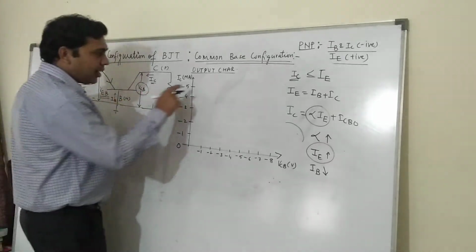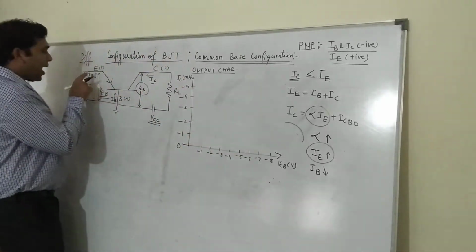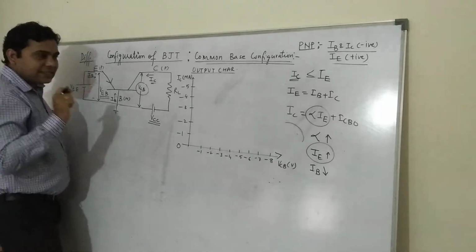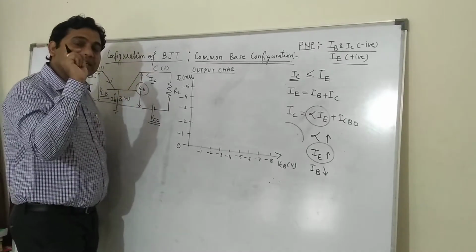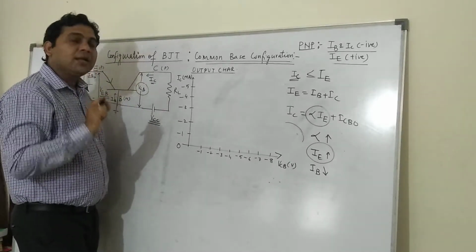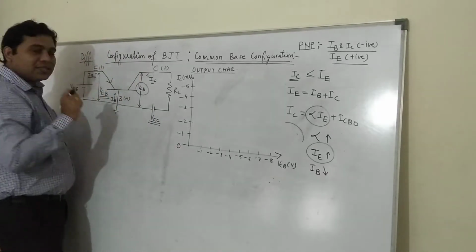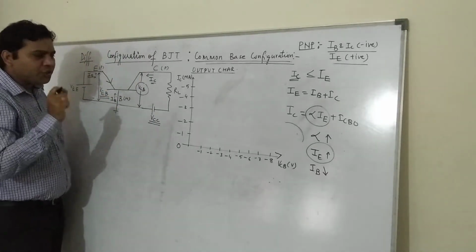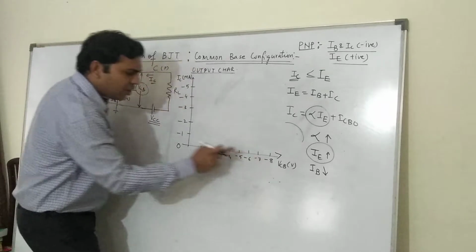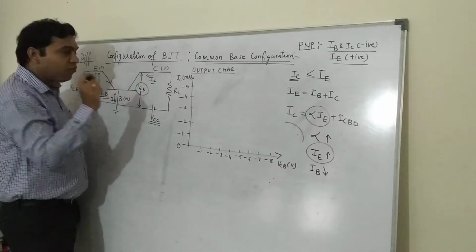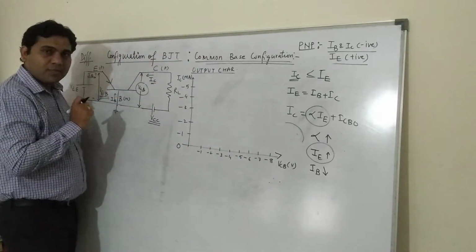But remember, in output characteristics, the input current has to be constant. Let's say the input current IE is constant at 5 milliampere. What do you think? Even if VCB equals 0, what will be the IC?